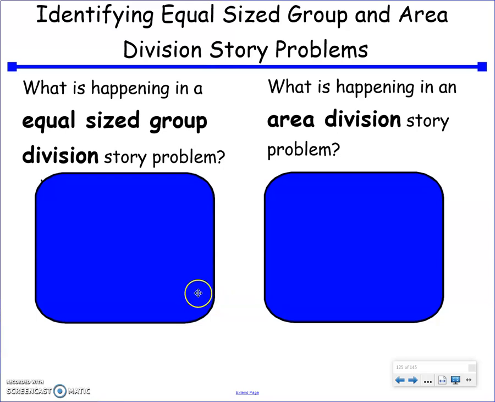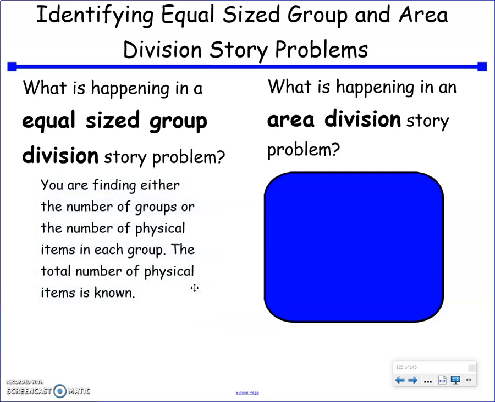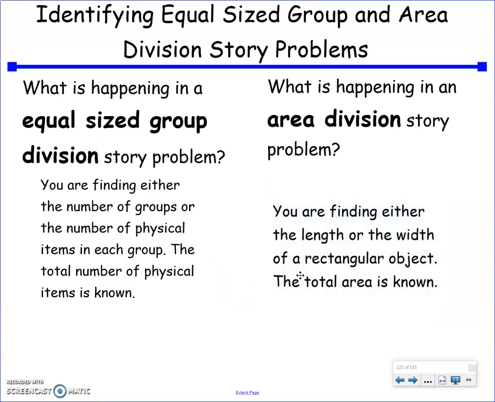So third grade, I want you to think, what is happening in an equal-sized group division story problem? Oh yes, in an equal-sized group division story problem, you are finding either the number of groups or the number of physical items in each group. The total number of physical items is known. What is happening in an area division story problem? I agree. In an area division story problem, you are finding either the length or the width of a rectangular object. The total area is known.